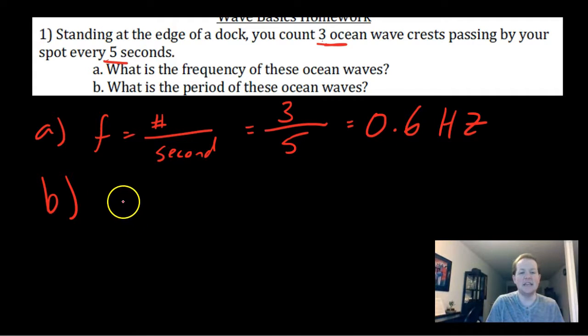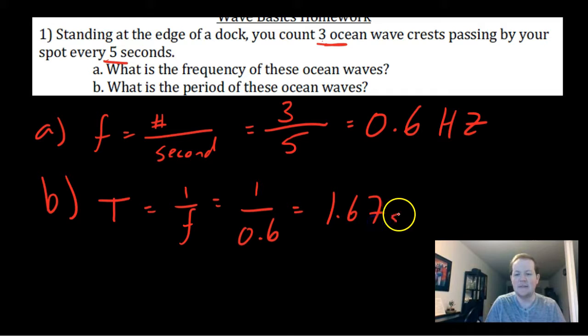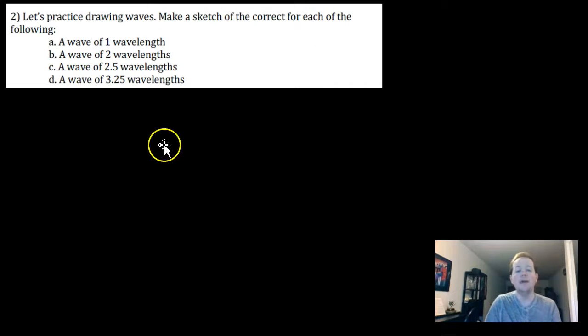Now it's asking here for the period. That's T. Remember, period has this uppercase T. It's a time, but it's a special time, and it's 1 divided by the frequency. And I just found the frequency above, so that'd be 1 divided by 0.6. You take your calculator, you punch that in, you get about 1 2/3, or about 1.67 seconds. That's the time it took each wave. 3 waves in 5 seconds, or every wave took about 1.67 seconds. That's problem 1.